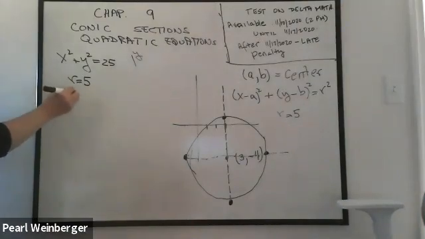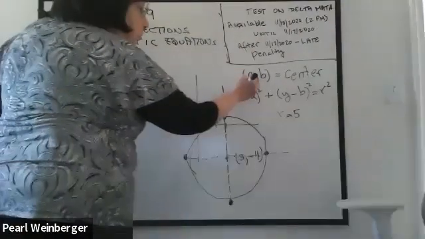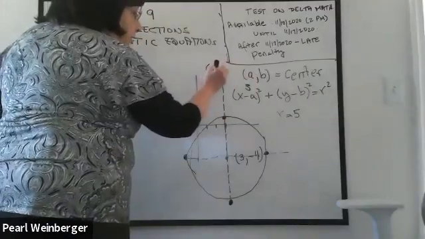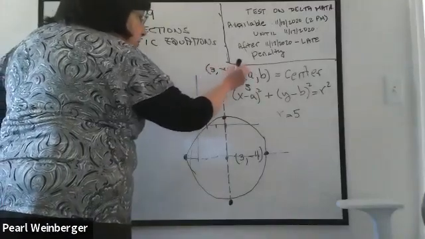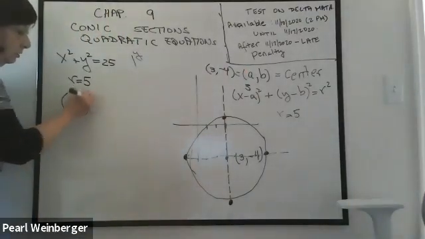x minus a. Well, a is 3, because the 3 is the center. Remember, we said 3, negative 4 is my center. So that'll be x minus 3 squared.